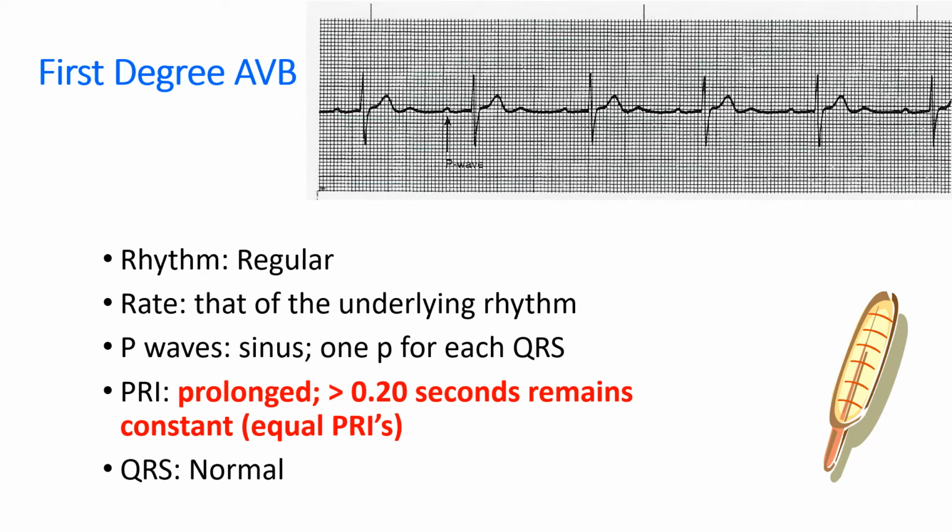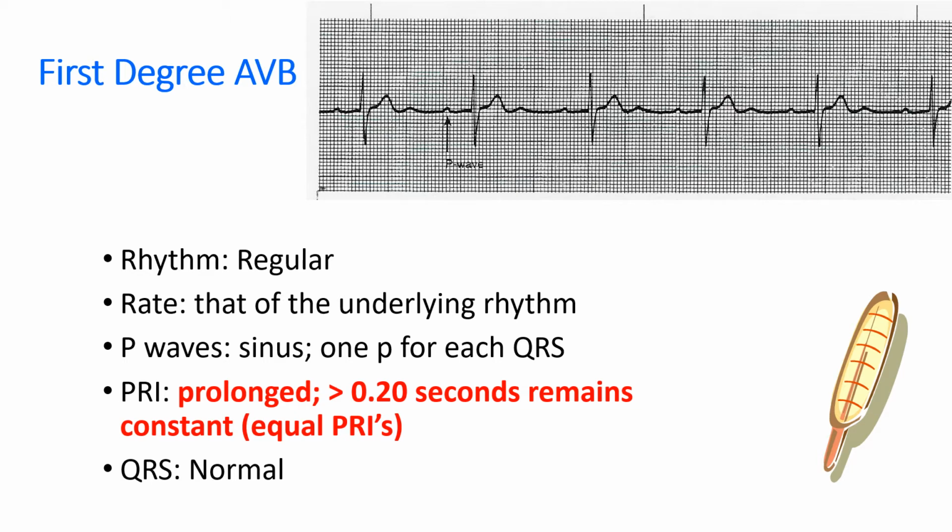So the PRI would be prolonged, greater than 0.20 seconds. The one other thing to remember is that all the PR intervals are constant, meaning that they are the same. If you were just looking at this rhythm, you would look at it quickly and you may not notice that there is a first degree AV block. That's why it's very important when doing your rhythm analysis that you don't skip a step.